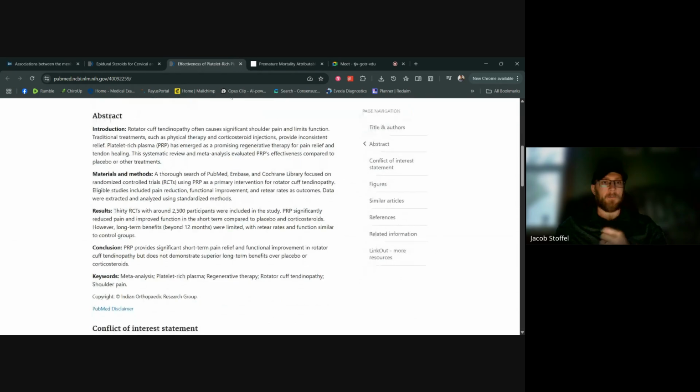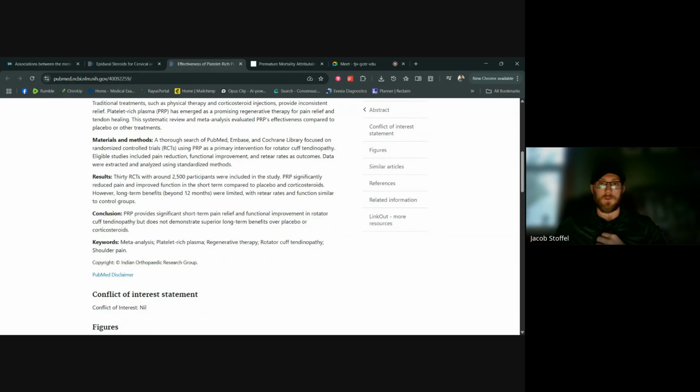So this one, 2,500 participants included in these randomized controlled trials. It found that PRP did significantly reduce pain and improve function in the short term compared to placebo and corticosteroids. Why did I emphasize that? Let's look at the next sentence. However, long term benefits beyond 12 months were limited with re-tear rates and functions similar to control groups.